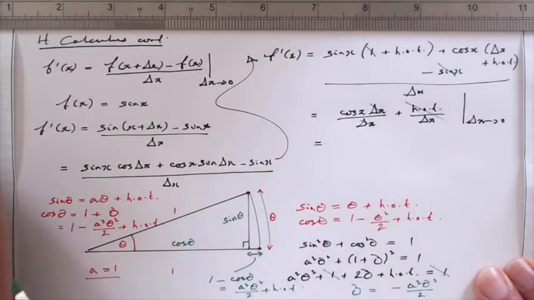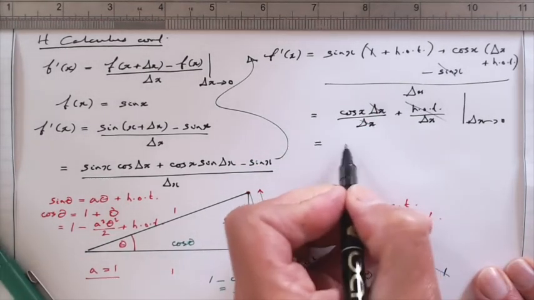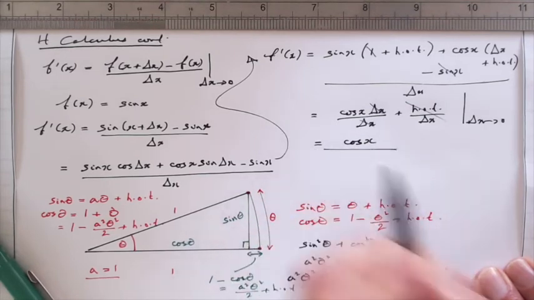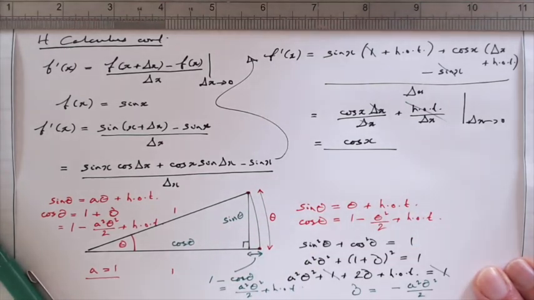these vanish, and we're left with the result that we expected, because we were told in the last tutorial that the derivative of sine x is cosine of x. And there we are. That is the proof that the derivative of sine x is cosine of x.